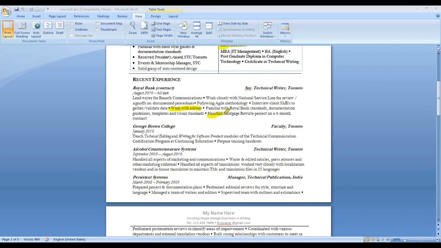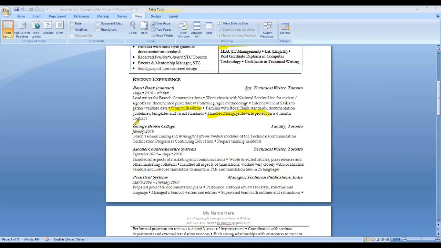So handled mortgage rewrite project. This actually sounds like a huge project, but I'm guessing, really. So you need some more detail about that. What was the project? Was it huge? Was it significant? Was it really important to the company? You know, what can you tell us about it? Because if it's an important project and they put you on it, well, then you have just boosted confidence in people.